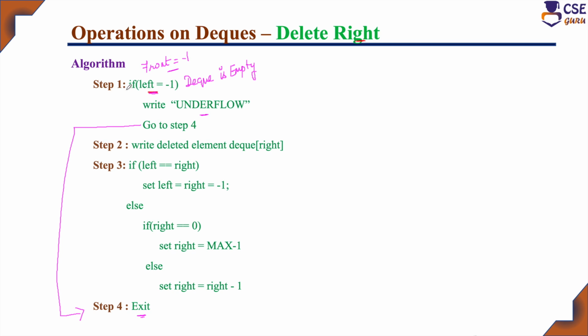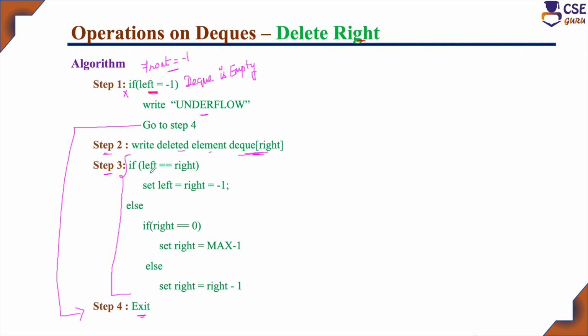Suppose this condition is false, go to step 2: write deleted element is deque of right. So, the right pointer, in which memory location it is pointing, whatever element is there, that is the element you are going to delete now, right? So, to print the deleted element, you have to print deque of right. Okay, this is step 2, just to know which element you are going to delete, or what is the element you have deleted. To understand that, we have printed the deleted element is deque of right. Okay, next step 3. So, these are all the conditions for the delete right operation in the deque data structure.